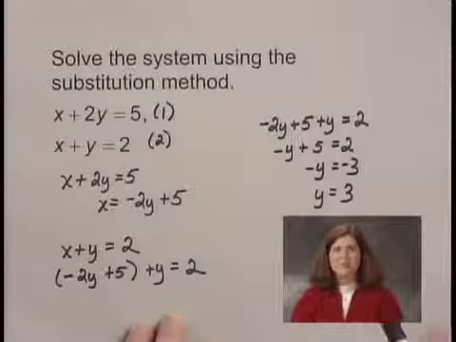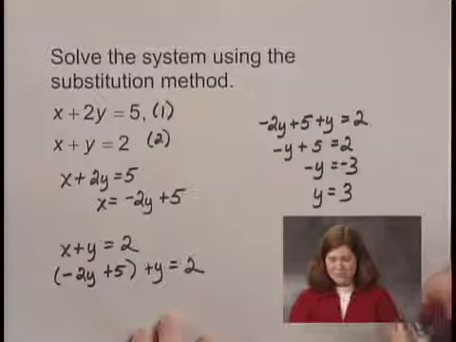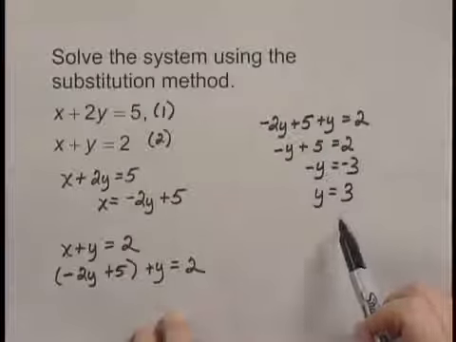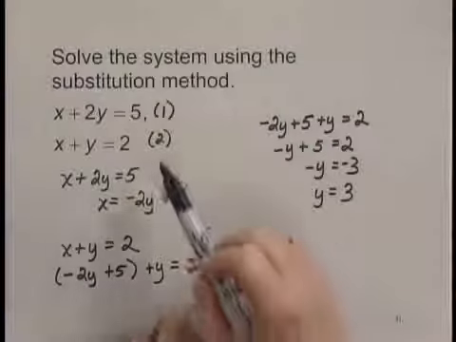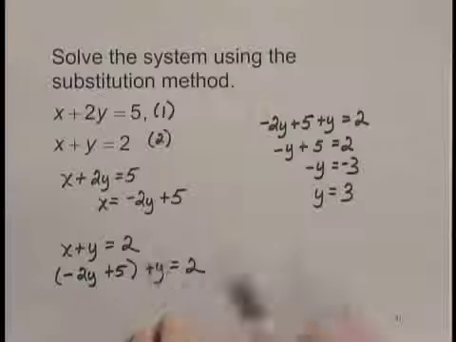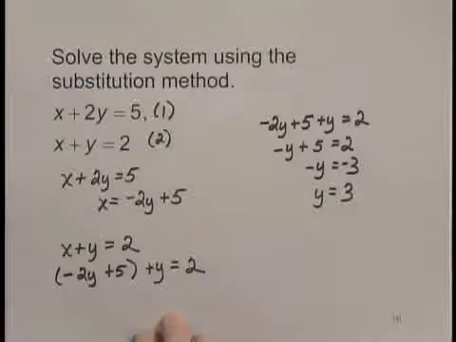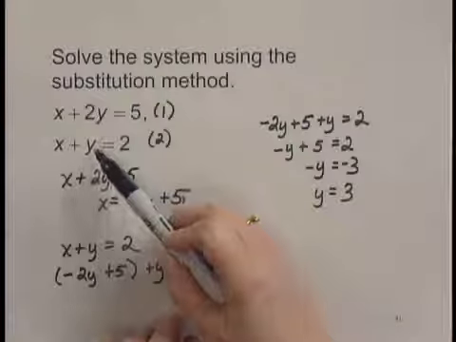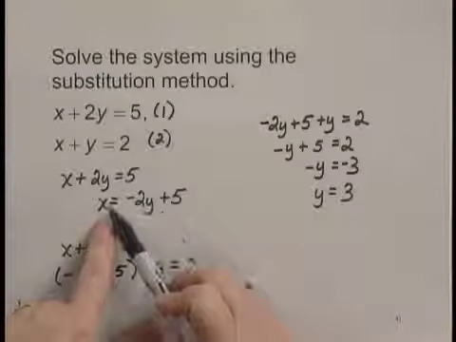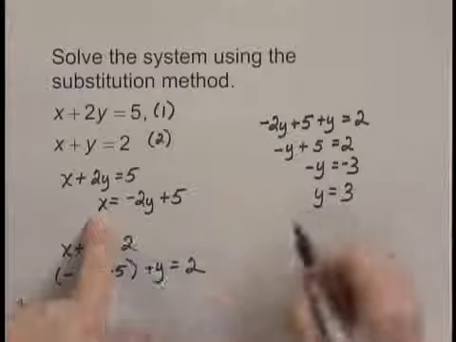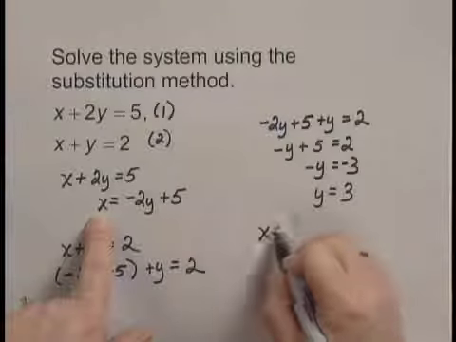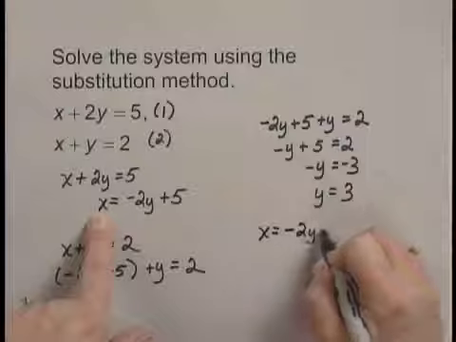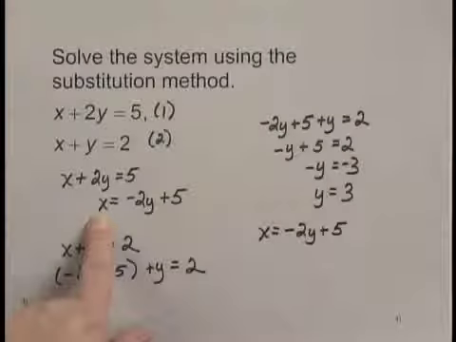Now it's tempting to stop there because we have y equals 3, but that's not the solution of the system of equations. We need an ordered pair. In other words, we found y, but we need to find x. Now we could put 3 in for y in this equation or in this equation, but since this one is already solved for x, I'm going to use this equation, x equals negative 2y plus 5, to find x.